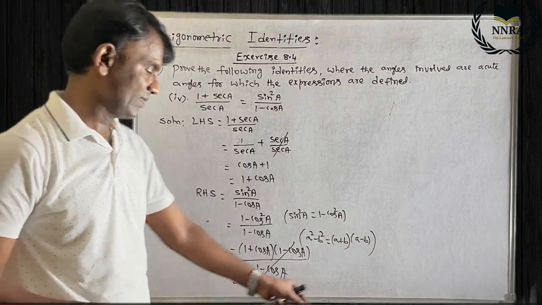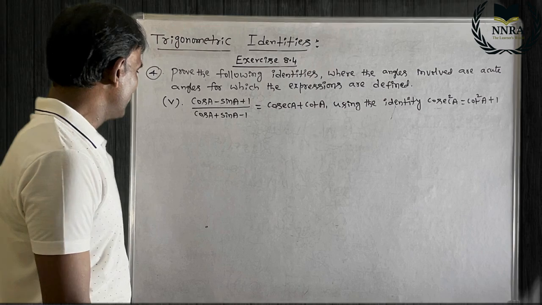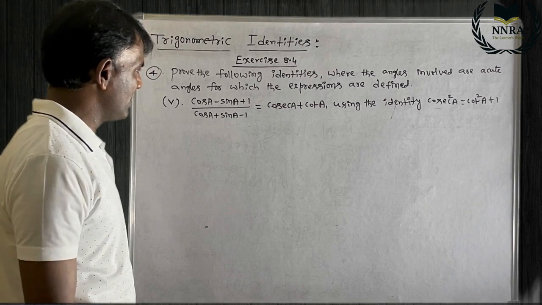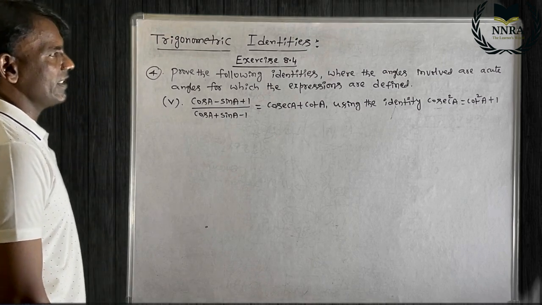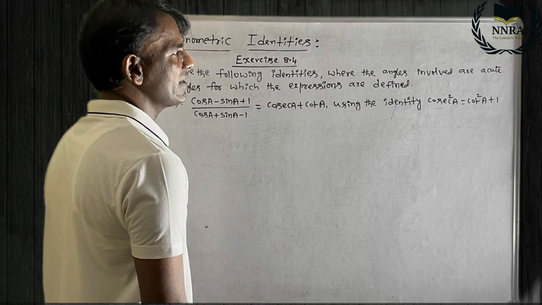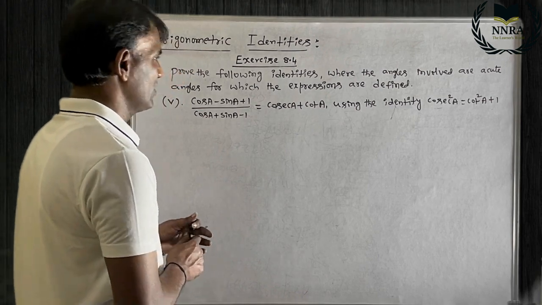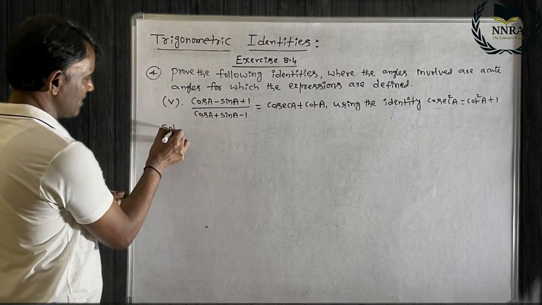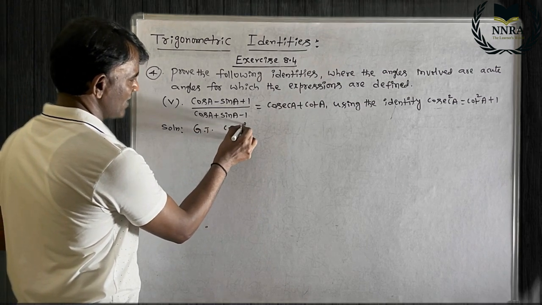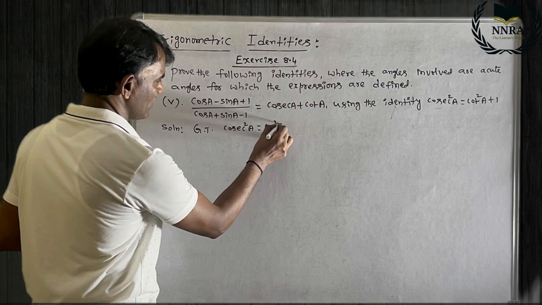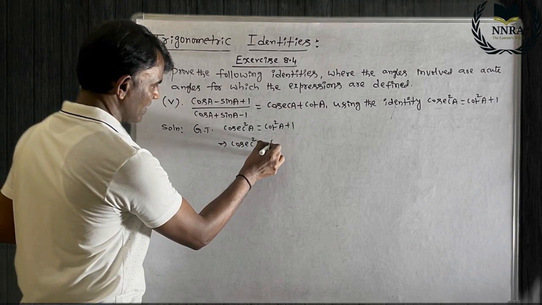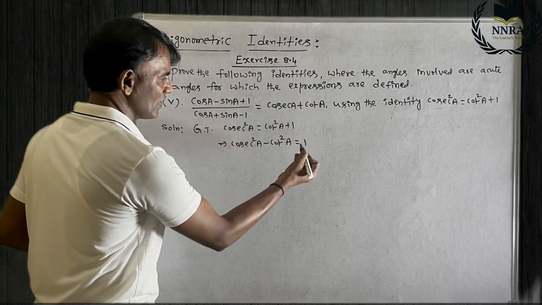Just write that. Okay, this is the fifth question. Cos A minus sin A plus 1 divided by cos A plus sin A minus 1 equal to cosecant A plus cot A. Using the identity, what is that? Cosecant square A equal to cot square A plus 1. So first take the given identity. Given that cosecant square A equal to cot square A plus 1. And this can be written as cosecant square A minus cot square A equal to 1.